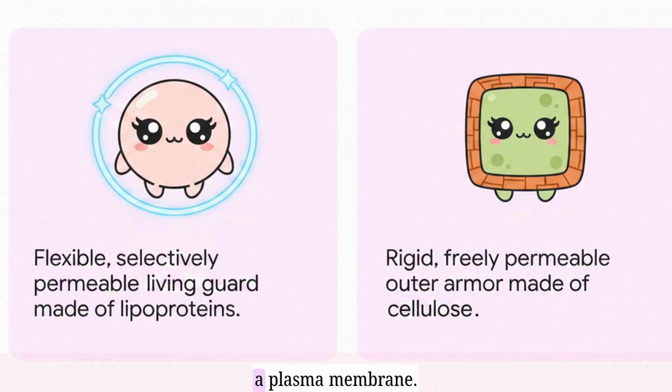Well, animal cells use a plasma membrane. This is a flexible, living guard made of lipoproteins that is selectively permeable. Think of it like a strict bouncer at a club, deciding exactly what gets to come in and what has to go out. Plants, however, need extra support, so they have an additional cell wall. It's a rigid, non-living outer armor made of cellulose that is freely permeable, giving the plant structural strength.